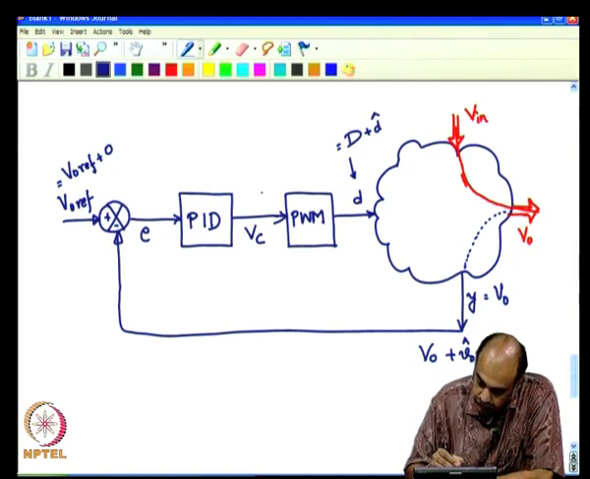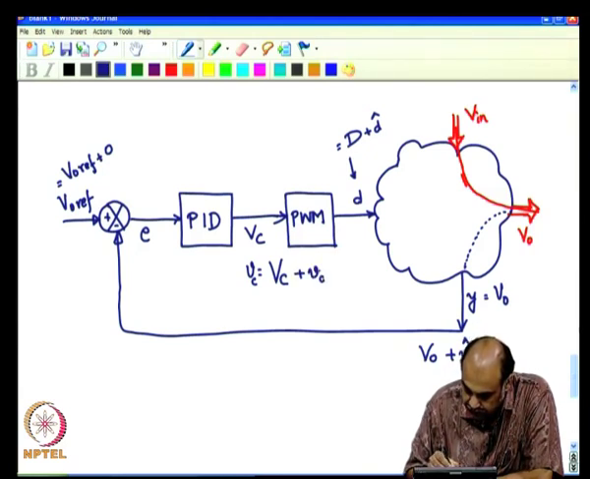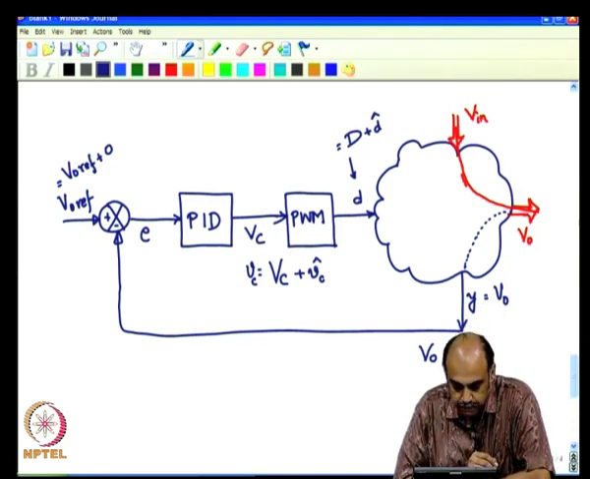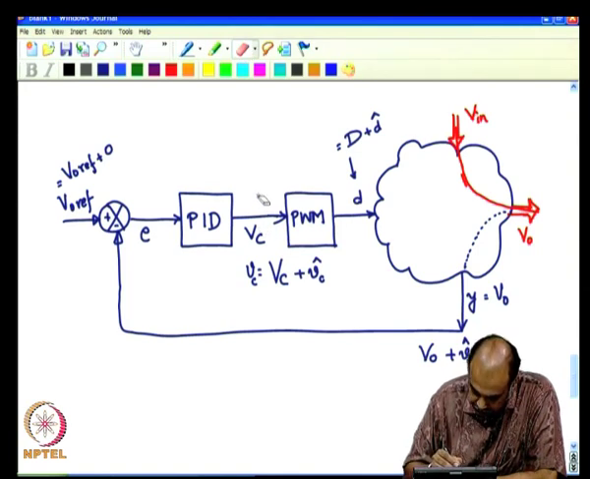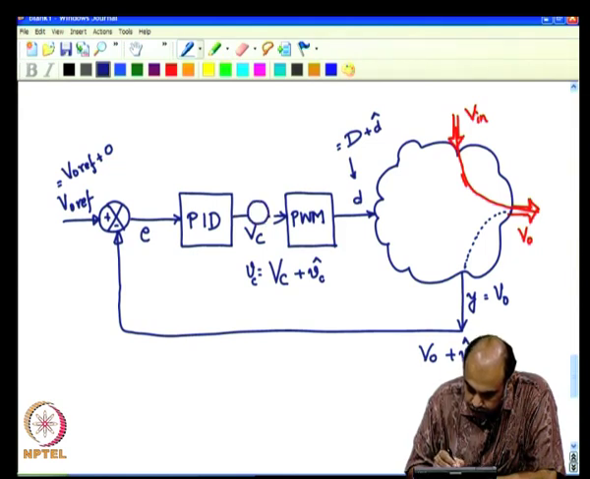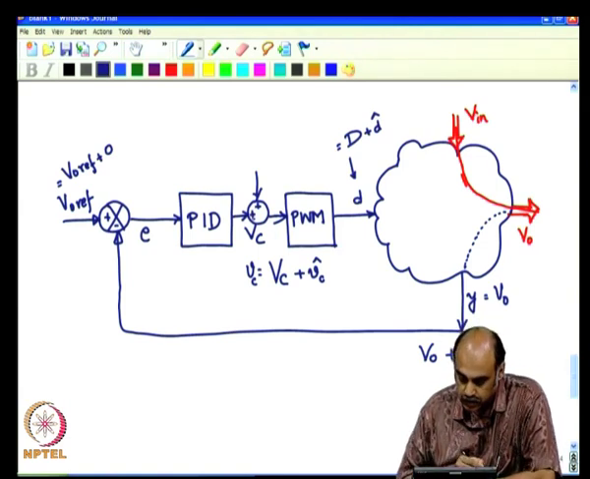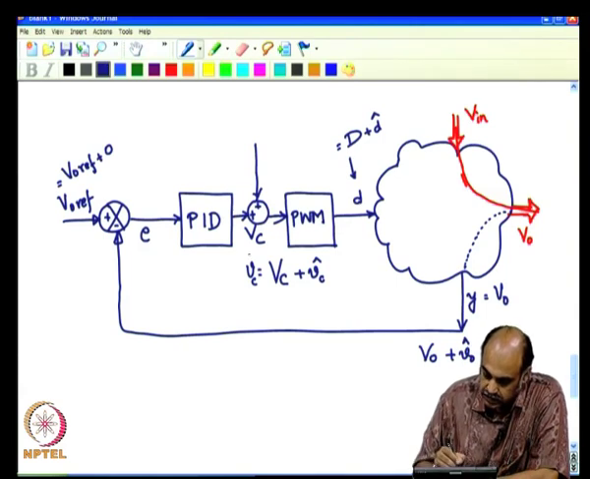Now, coming to the input of the PWM, likewise VC equals a steady state VC part plus a VC hat part. So, let us do a minor modification here in the control structure. Let us say that at this point we have a summer. This is a summer. So, we are going to insert here a term, a feed forward term, which is based on the steady state part.